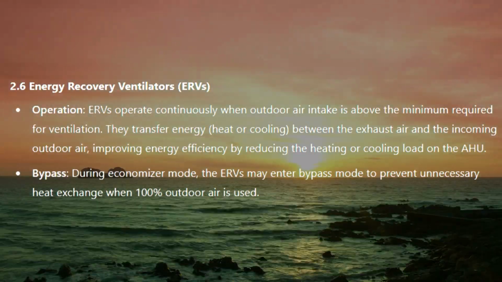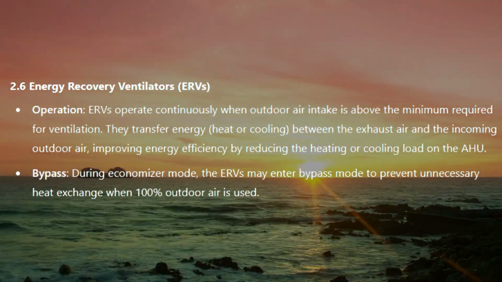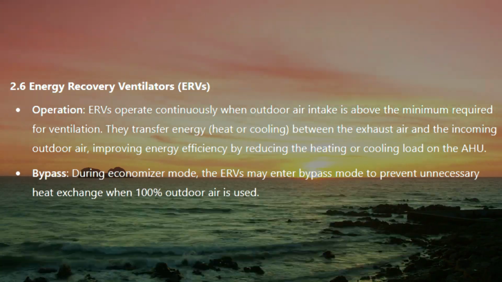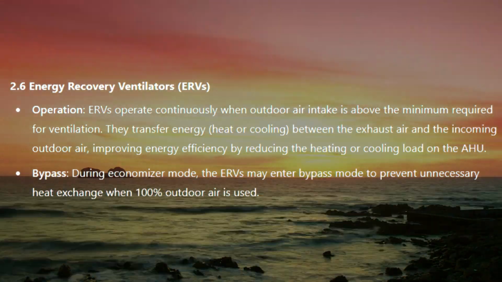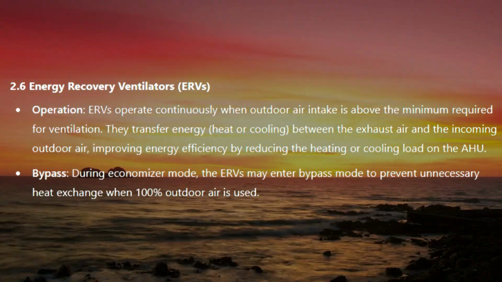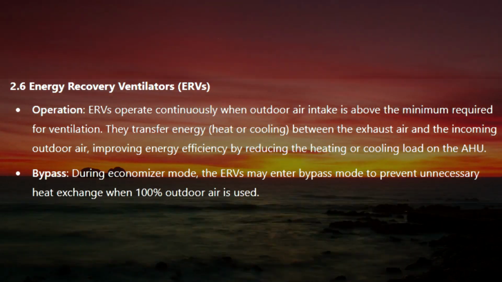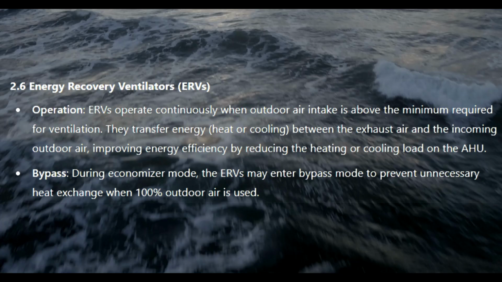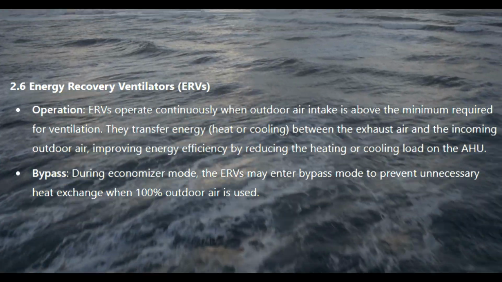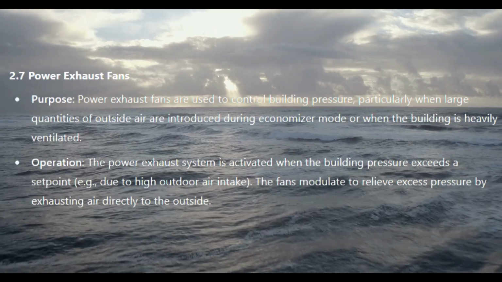2.6 Energy recovery ventilators, ERVs. Operation. ERVs operate continuously when outdoor air intake is above the minimum required for ventilation. They transfer energy, heat or cooling, between the exhaust air and the incoming outdoor air, improving energy efficiency by reducing the heating or cooling load on the AHU. Bypass. During economizer mode, the ERVs may enter bypass mode to prevent unnecessary heat exchange when 100% outdoor air is used.